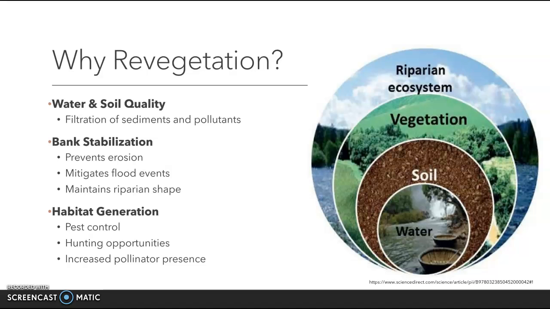And lastly, revegetation provides habitat for wildlife and pollinators. The return of wildlife to these areas aids in pest control, provides hunting opportunities, and improves the health of plants relying on pollinator services. These recreational, provisioning, and supporting services are what make the cost of revegetation worthwhile.